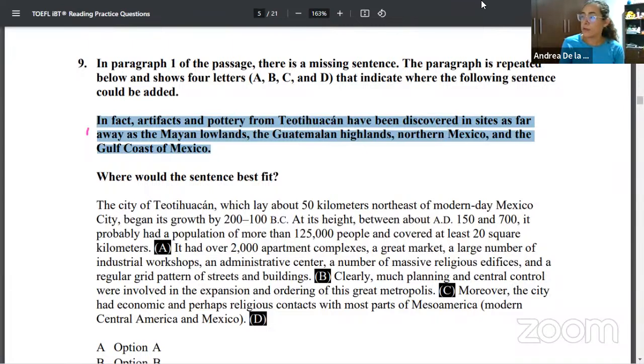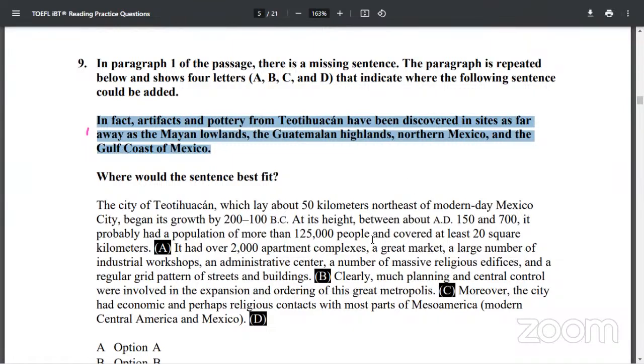Hey guys, so what do you think? Where would you add that sentence? Maybe letter B. Okay, maybe letter B. Yes, do you agree, Carolina? I think it could be letter D, the last one.